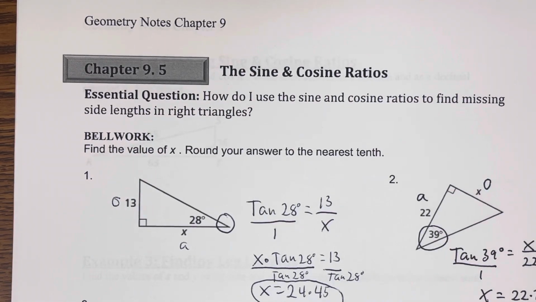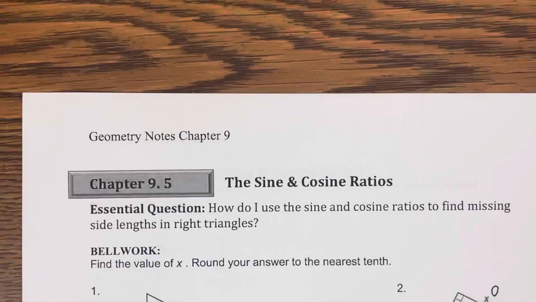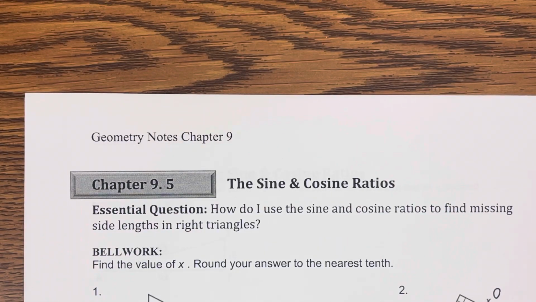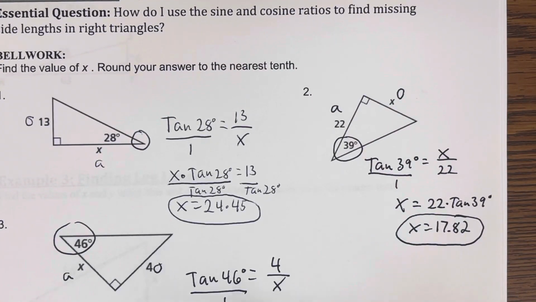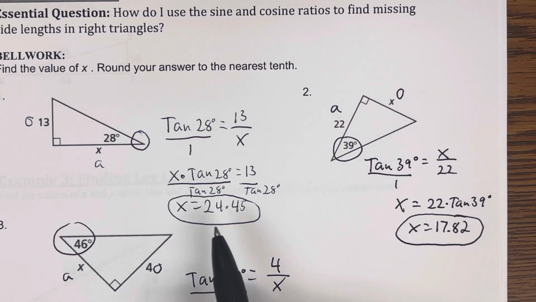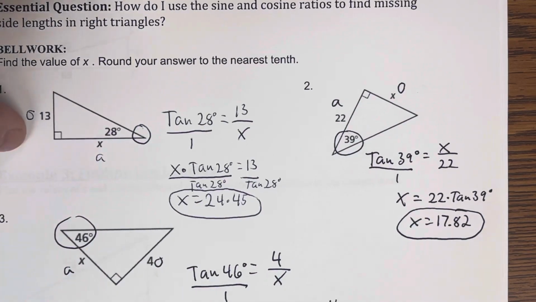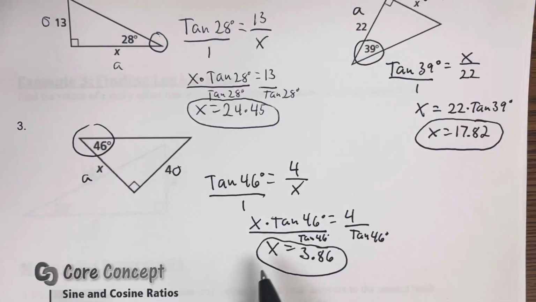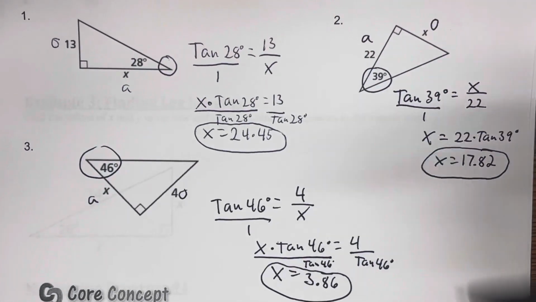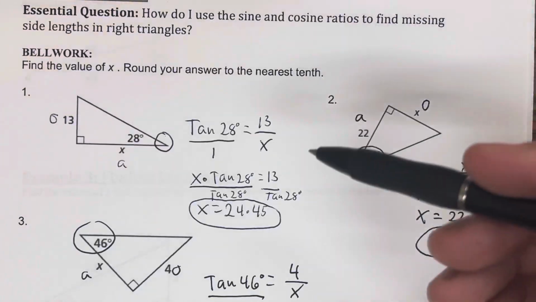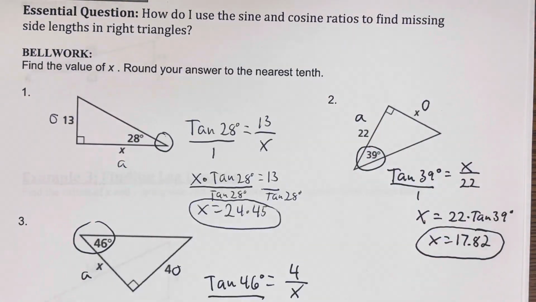For these bell work problems, hopefully you guys would just push pause here if you haven't already done them and work on numbers 1 through 3, which is a review of the tangent ratio. I'm just going to show you the answers for those so you can check your work. So there's number 1, 2, and number 3. If you rounded to the 10th instead of the 100th, that is fine. The directions didn't say to do the 10th, but I typically just kind of go to the 100th.